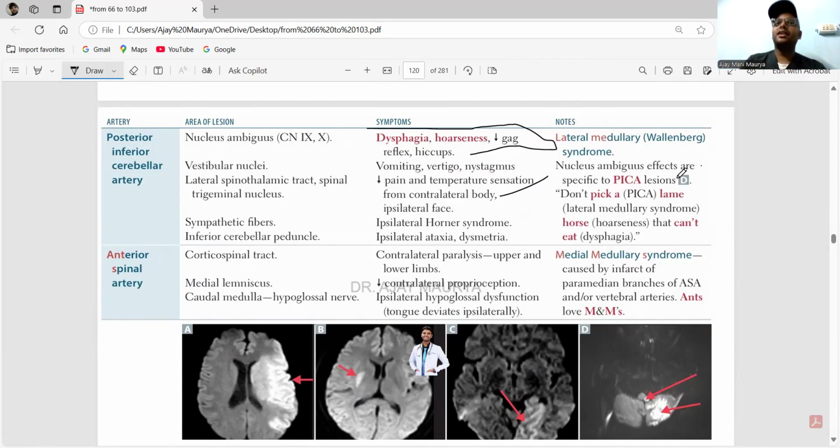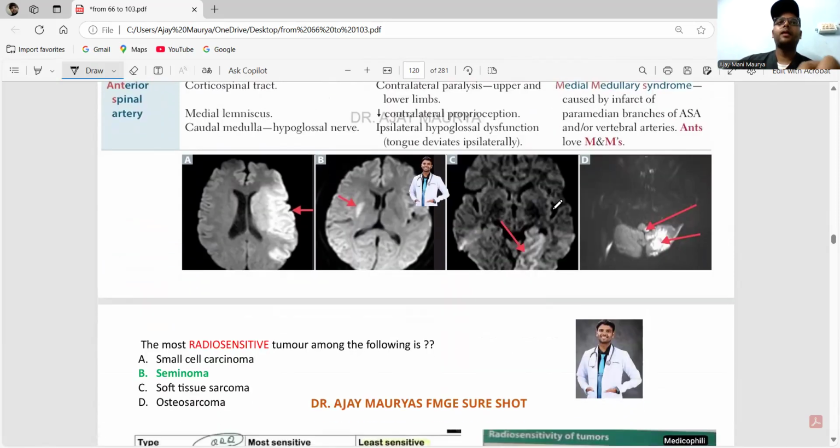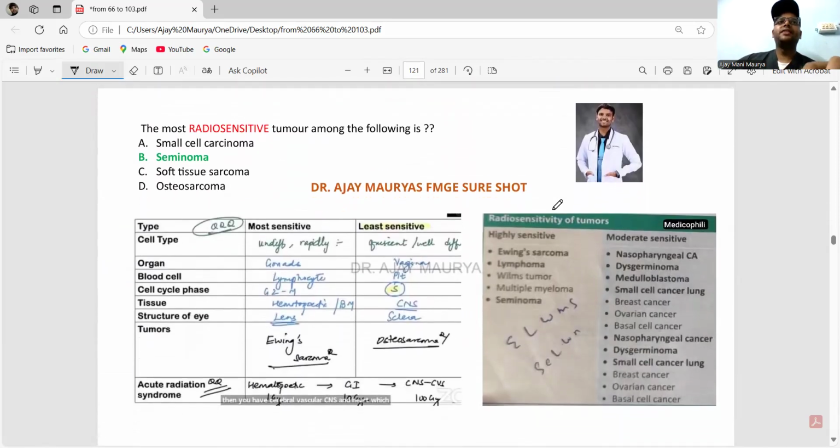Next one is medial medullary syndrome. According to me, guys, if you remember the LMS, then you can easily remember the MMS. Remember only one and automatically you get the other one.